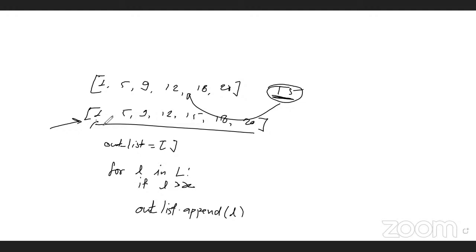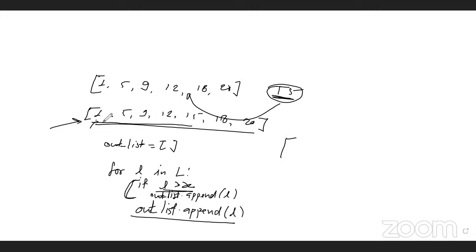So here L is 1, X is 15. So what should be appended? L should be appended. So this condition is not true, so it will not execute this part. So here it is out_list.append(L), right? For each and every element, if this condition is not true, this code will not execute, and it will execute this thing.